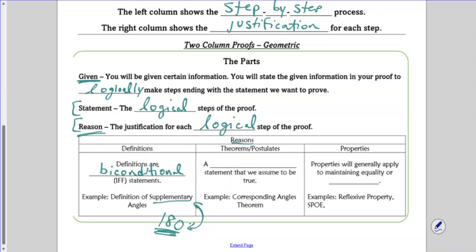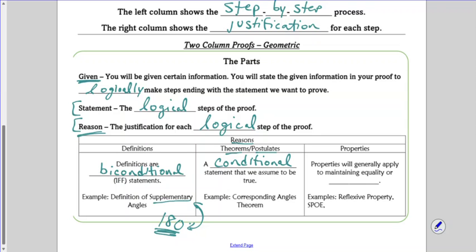A theorem or a postulate, those are probably new words. Those are going to be conditional statements in our class that we're going to assume to be true. So the corresponding angles theorem is going to say if we have two parallel lines, then we know corresponding angles have to be the same. So you start out with, we know that parallel lines exist, and the conclusion from that is that these corresponding angles will be the same. That is a conditional statement.